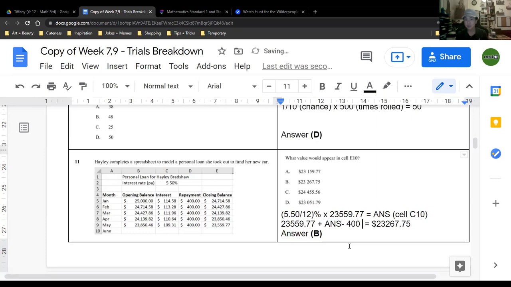So what's actually happening is you are adding on the interest and taking away the 400, because Haley is paying the 400 off her loan. So her loan amount goes up by the interest because the bank charges her interest. Then it goes down by the payment amount because Haley takes 400 off how much she owes. And that's how you get the final balance of 23267.75. And then that's option B if you look above here.